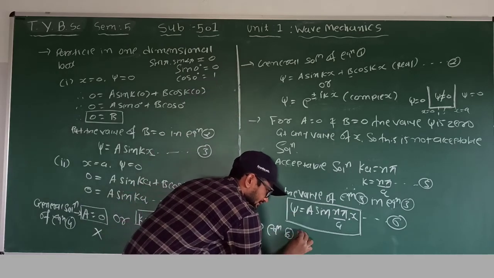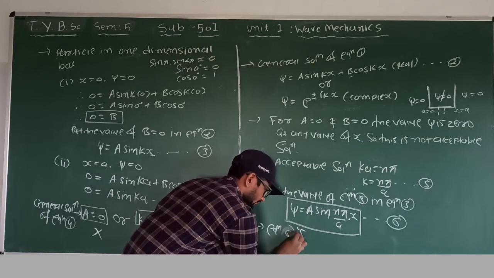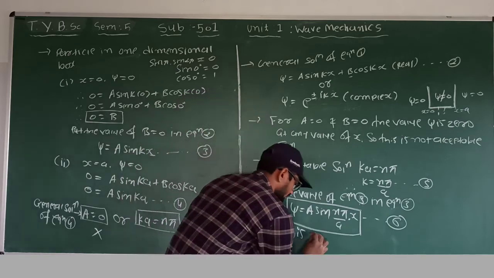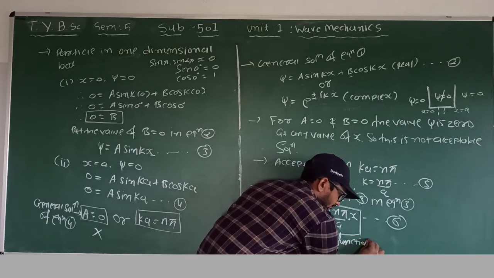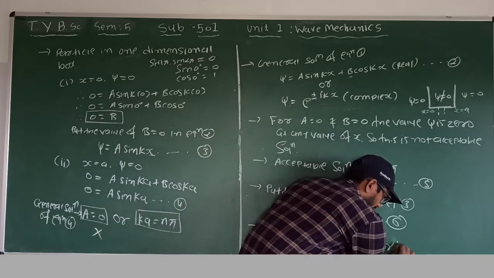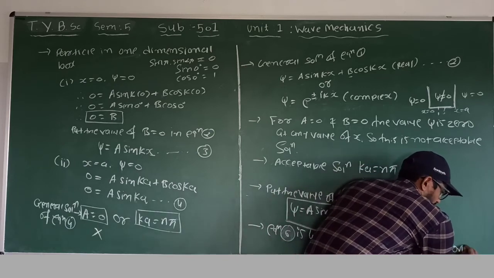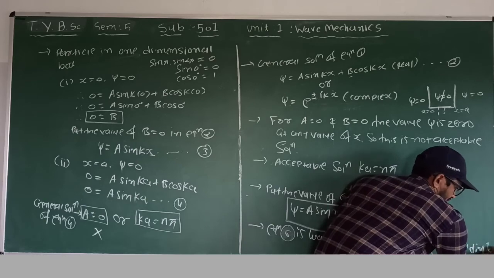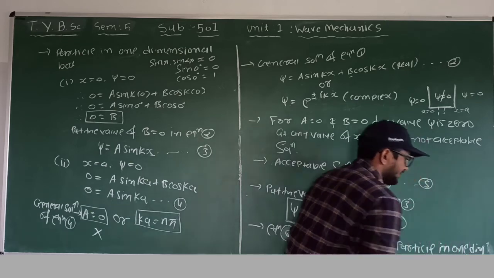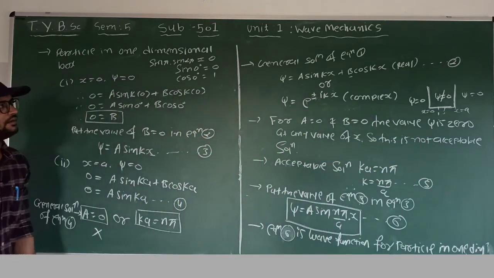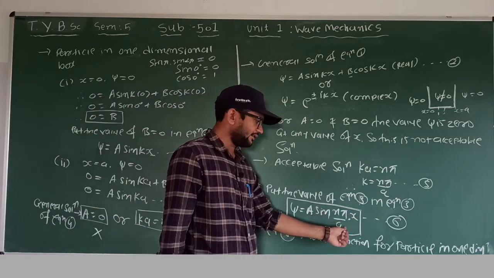Equation 6 is the wave function for a particle in a one dimensional box. So equation 6 is the wave function for a particle in a one dimensional box. In this case the value of psi is equal to a sine n pi upon a into x.